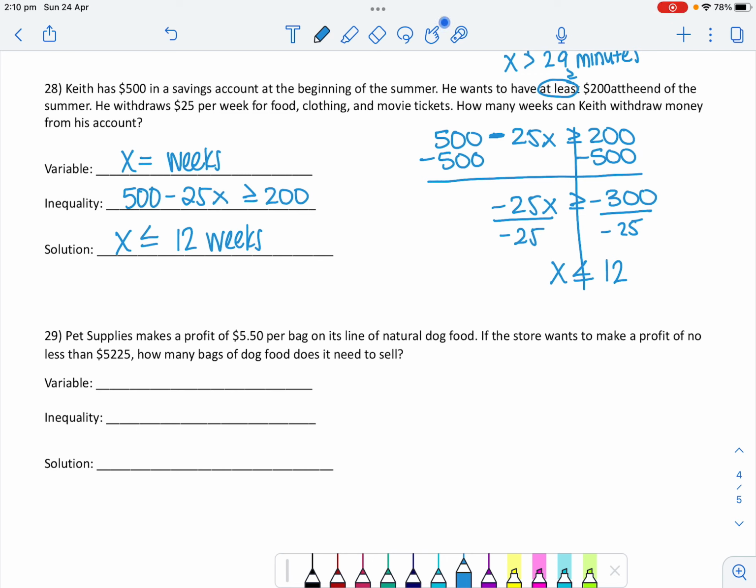Number 29 says Pet Supplies makes a profit of $5.50 per bag on its line of natural dog food. If the store wants to make a profit of no less than, that's going to be greater than or equal to $5,225, how many bags of dog food does it need to sell? So X is going to be the bags of dog food. And it makes $5.50 per bag, and they want to make more than or equal to $5,225.